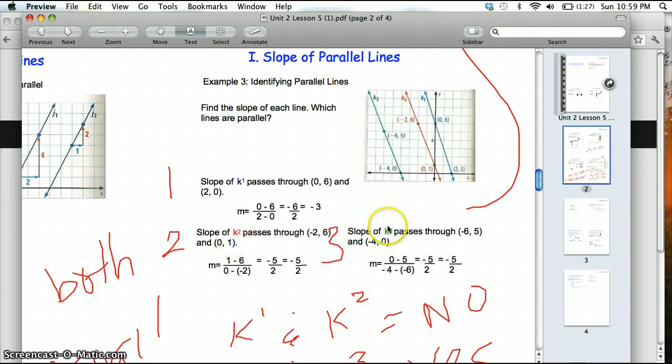Let's look at K2 and K3. Now K2 slope is a negative 5 halves and K3 slope is a negative 5 halves. Therefore, we can say that K2 and line K3 are parallel to each other because both of their slopes are equal.